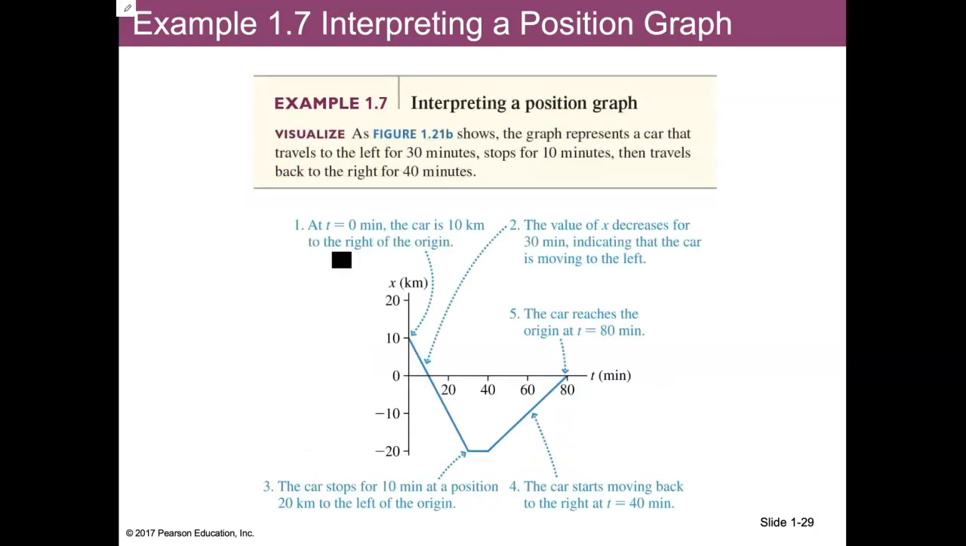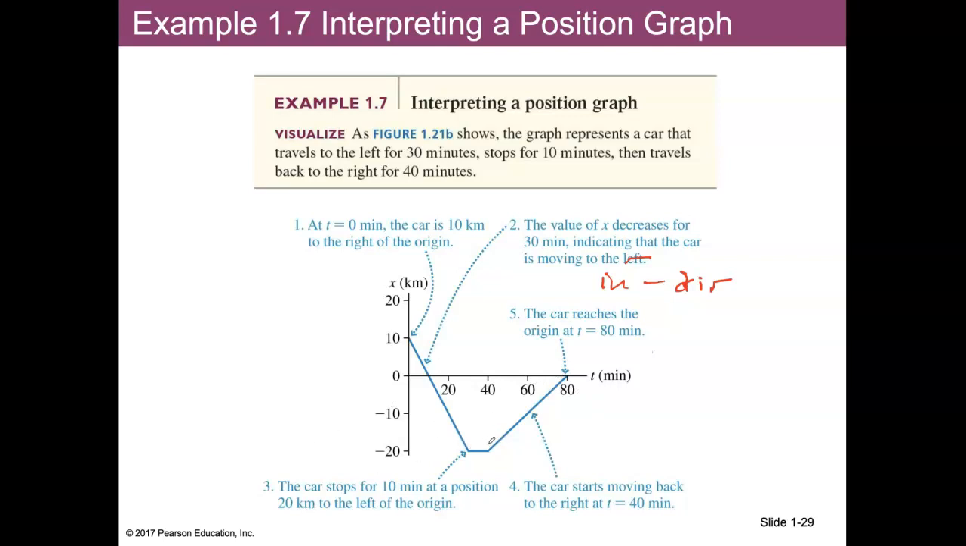So in this spot, we'd actually be able to find the slope. The car is 10 kilometers to the right when it starts. The value of x decreases for 30 minutes, and that indicates that the car is moving left, or instead of saying left, you might say moving in the negative direction. And that would work out really well too.